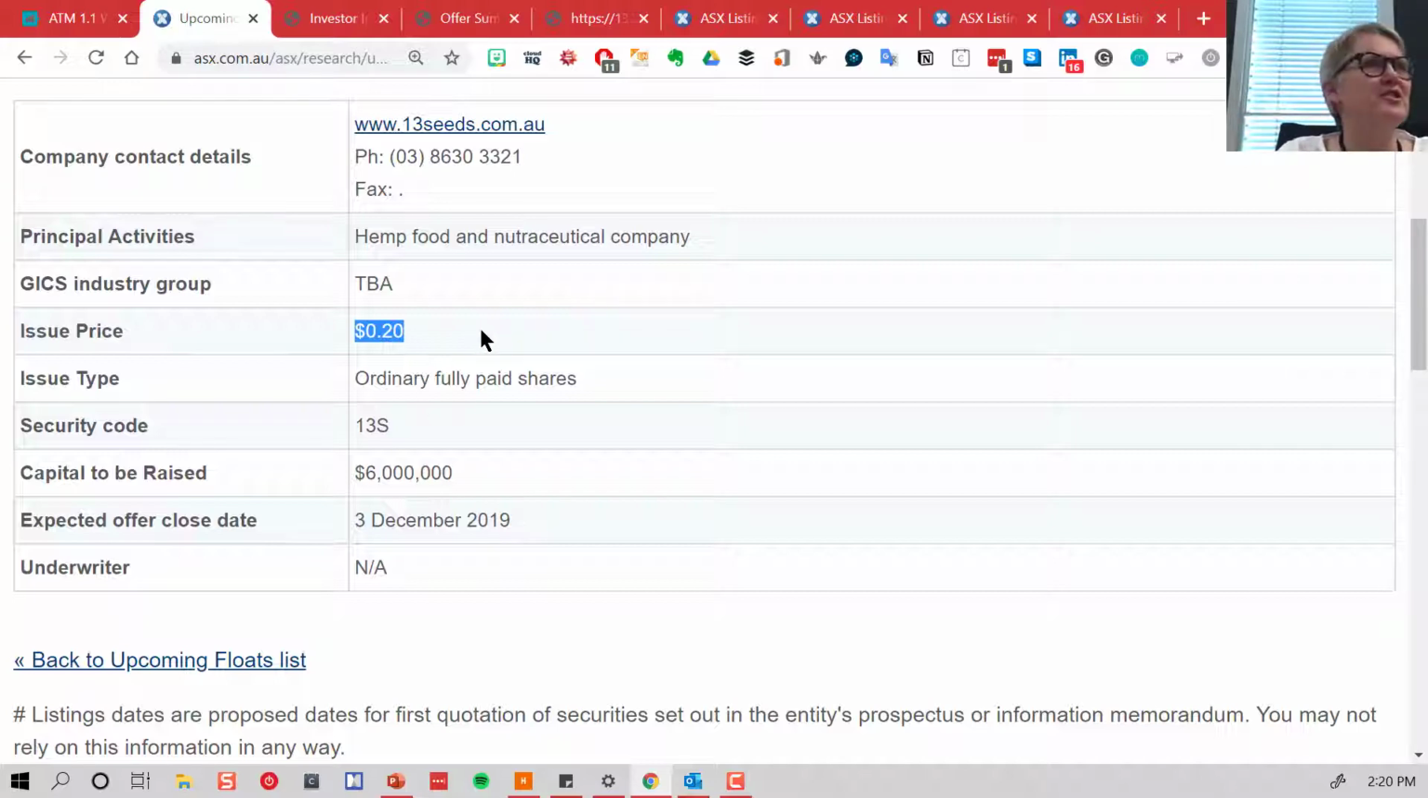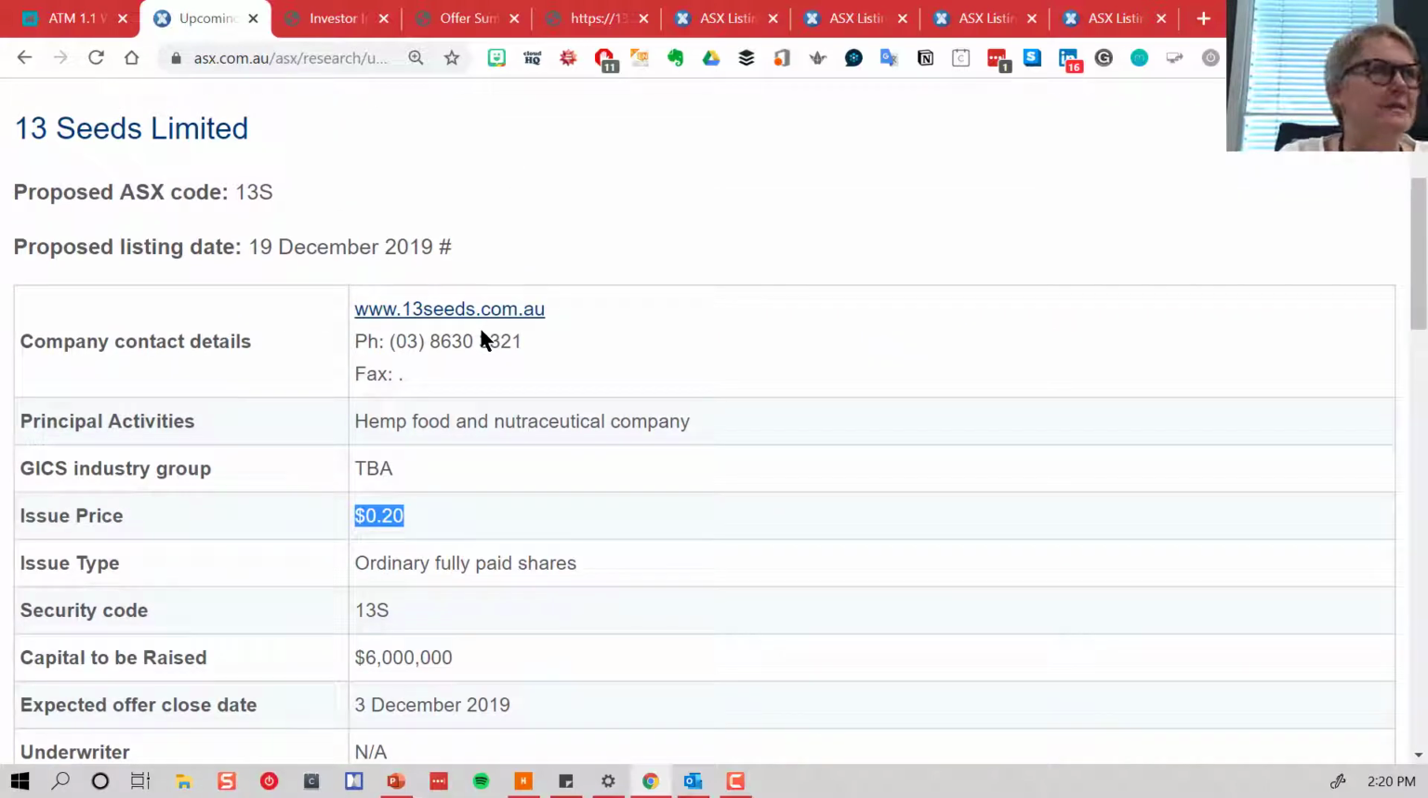But what I just want to show you is that, regardless of whether you are a huge offer, like the Coles prospectus in the last year, on the ASX it would have looked exactly the same. It doesn't matter if you're a tiny little hemp seed company or a household name fast consumer goods company, you get treated basically the same way.